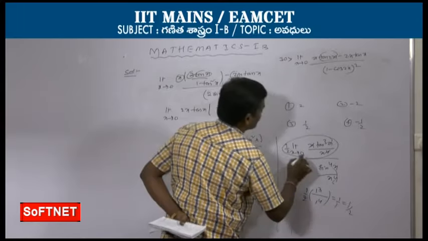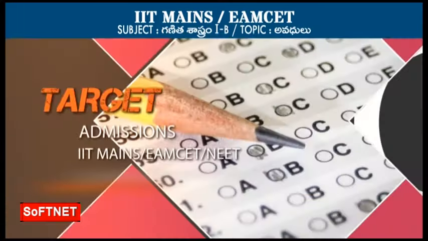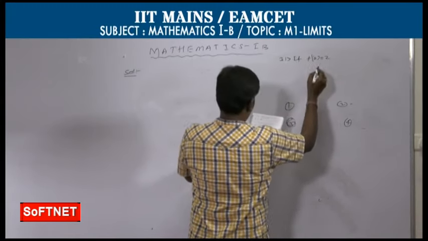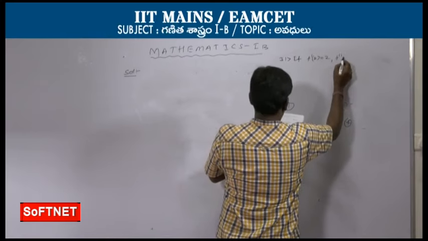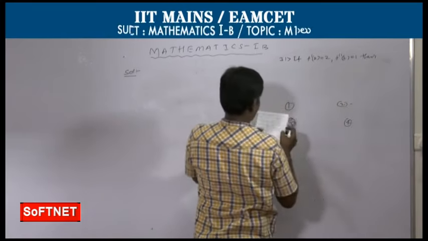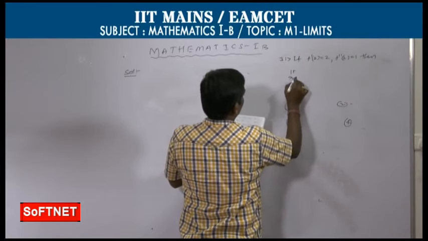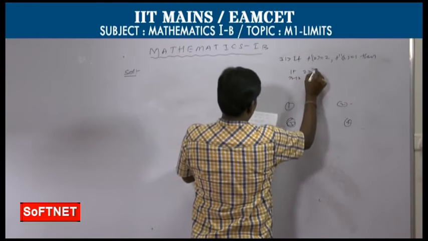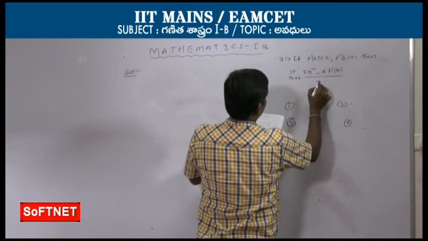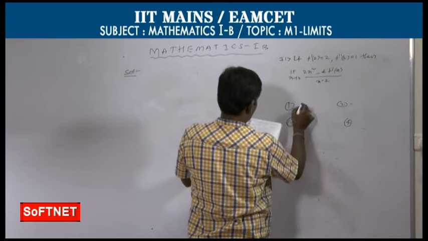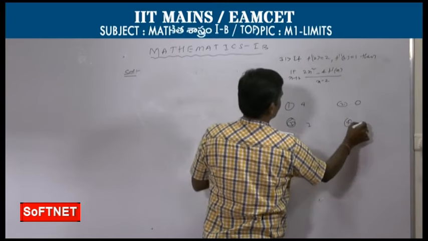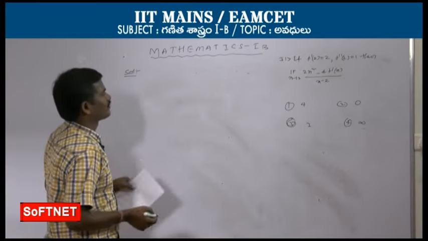So 1 by 2 is the answer, 1 by 2, third option is the correct answer. Next: if f dash of 2 is 2 and f double dash of 2 is 1, then find the limit as x tends to 2 of (2x square minus 4 f dash of x) by (x minus 2). The options are 4, 0, 2, infinity. Here also we can use L'Hospital rule.